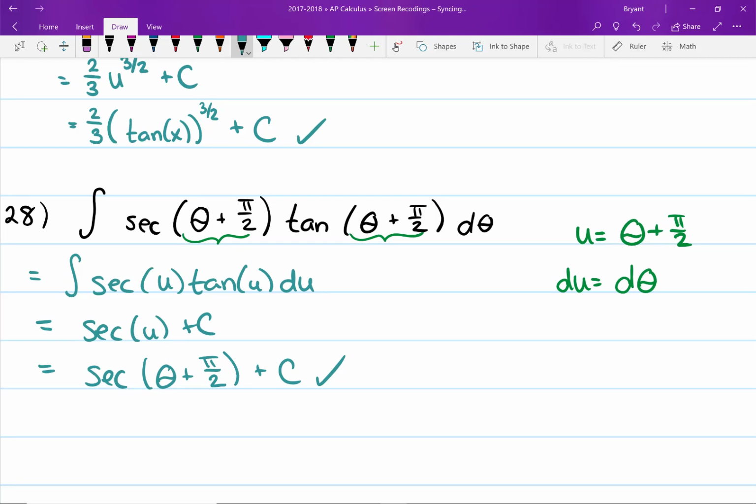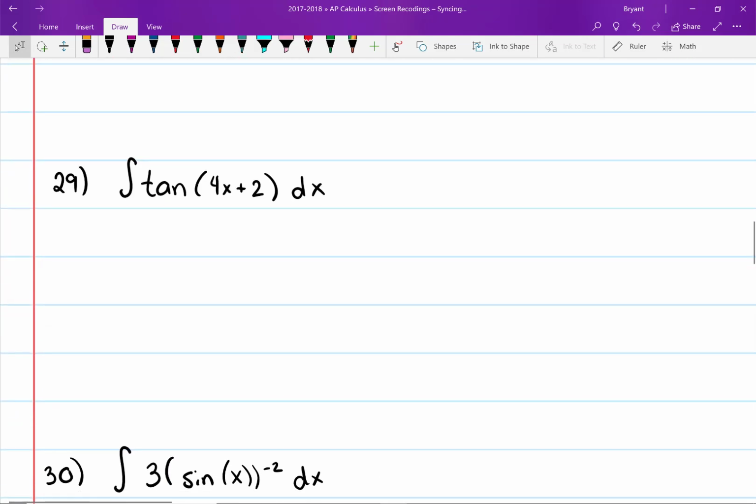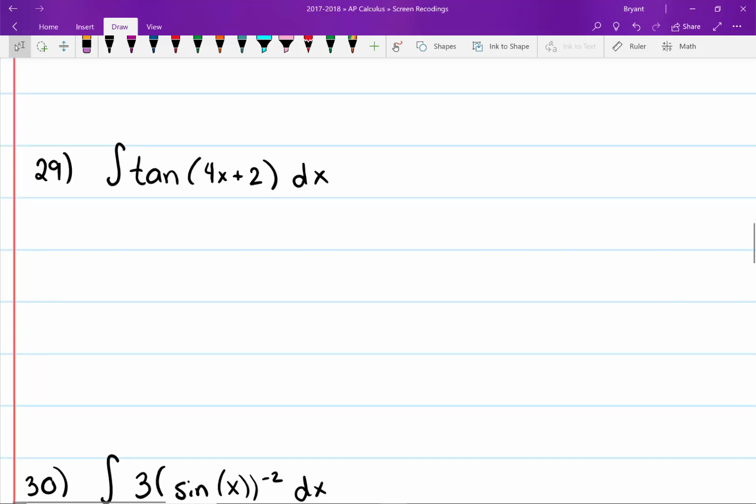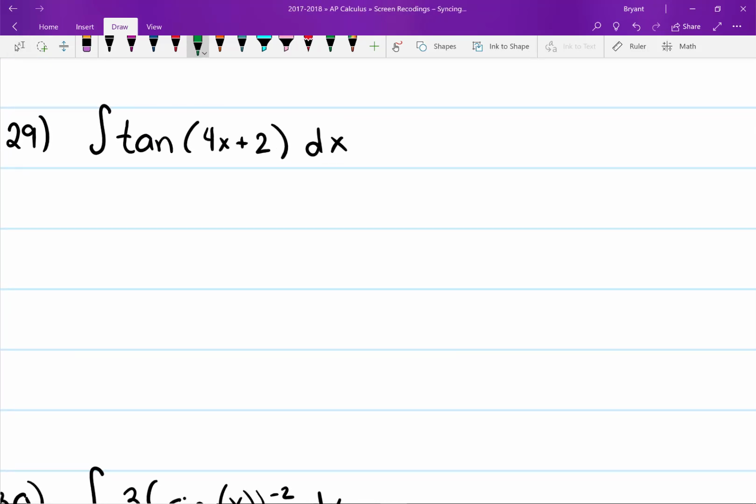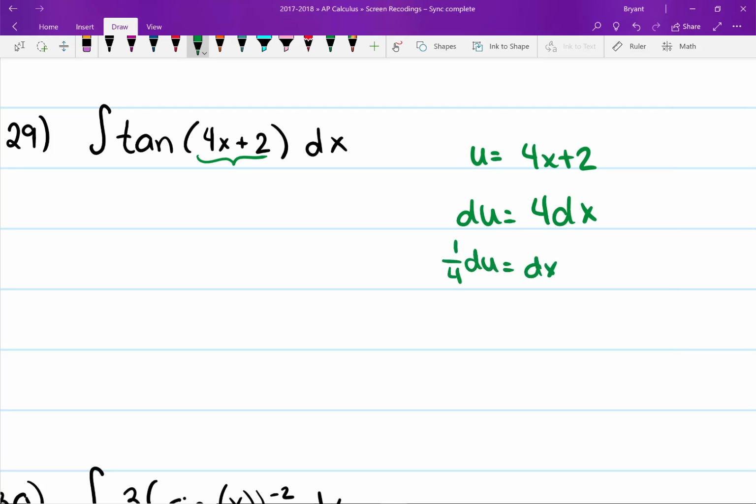Again, pretty easy. All right, moving on to number 29. Number 29, we have the integral of tangent of 4x plus 2 dx. Again, inside the parentheses, I want that gone. Set it equal to u, take the derivative. You get 4 dx. Here's the problem. You don't have a 4 dx in your integral, but that's okay. We just divide both sides by 4. You get 1/4 du equals dx.